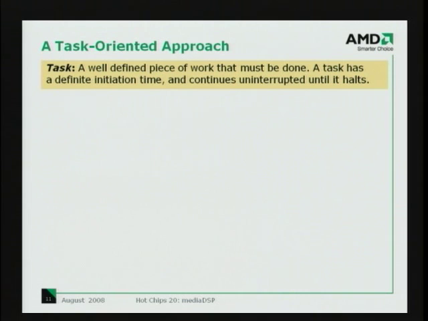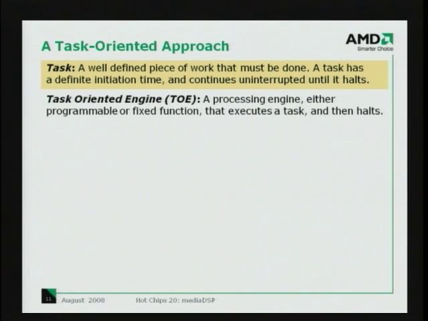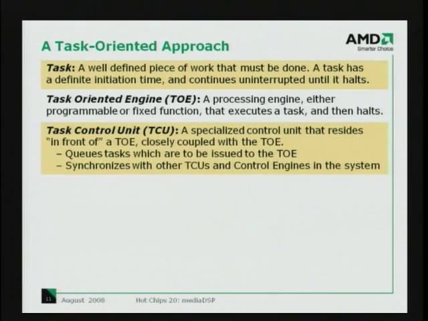So before I present a block diagram of the mediaDSP, I want to define some of the terms that we use. And first is a simple one, a task. A task is something that has a definite initiation time and it runs until completion without interruption. For video applications, tasks can run anywhere from about 500 cycles up to maybe 10,000 cycles, depending on how you've parallelized your application. Next is the idea of a task-oriented engine, or TOE. And this is a programmable or fixed function engine whose job is very simple, to just execute a task and then halt.